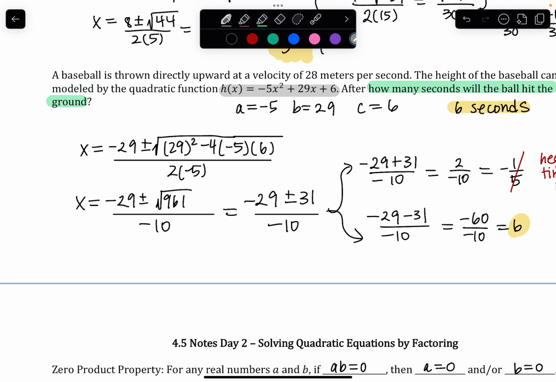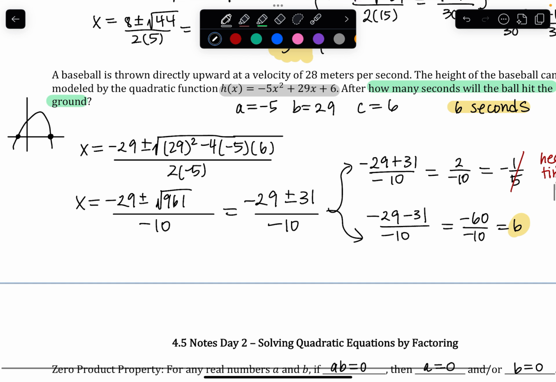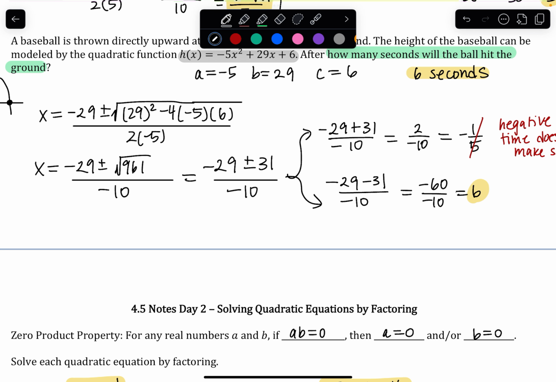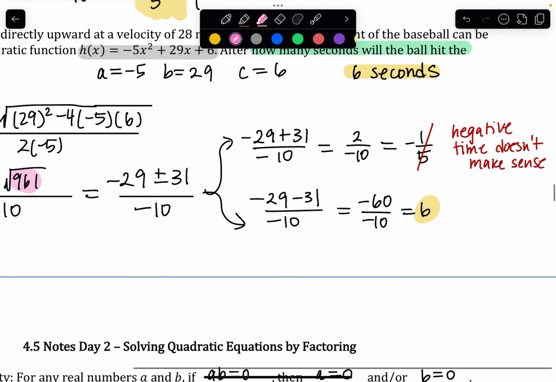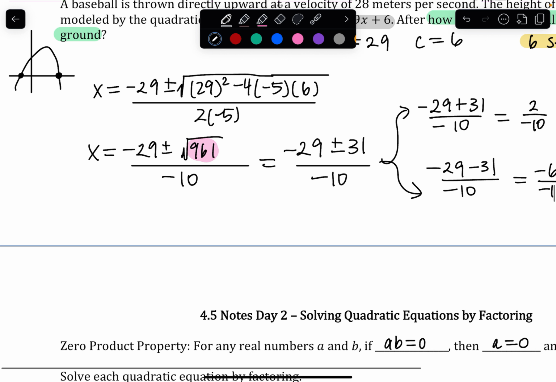Okay, so if you're picturing what this quadratic looks like, it's a negative a value, so it's opening down. It's going to hit the ground at the x-intercepts. And so that's what we're finding when we're finding our solutions. Okay, and so when we use the quadratic formula, 961 is a perfect square. And so this whole thing simplifies to two real rational solutions. One of them ends up being negative 1/5, and the other is 6.